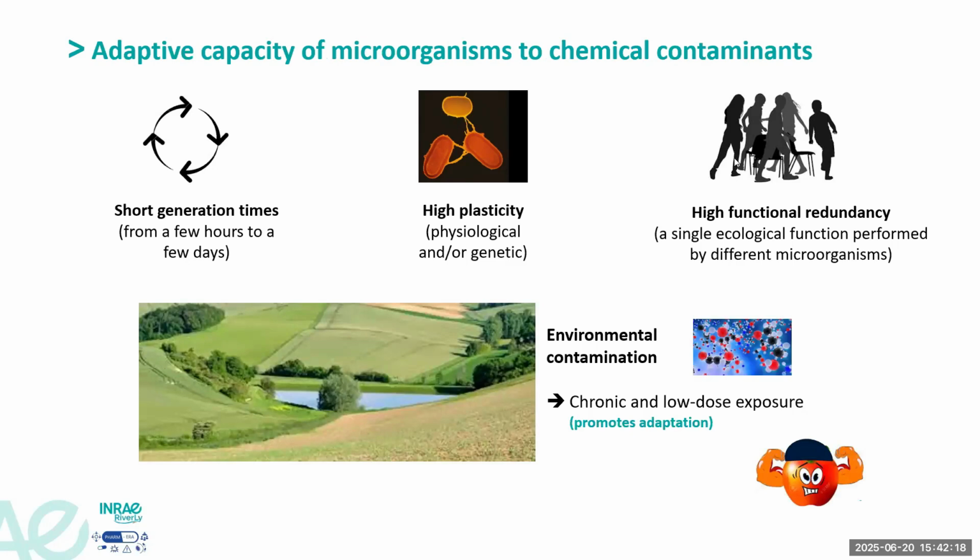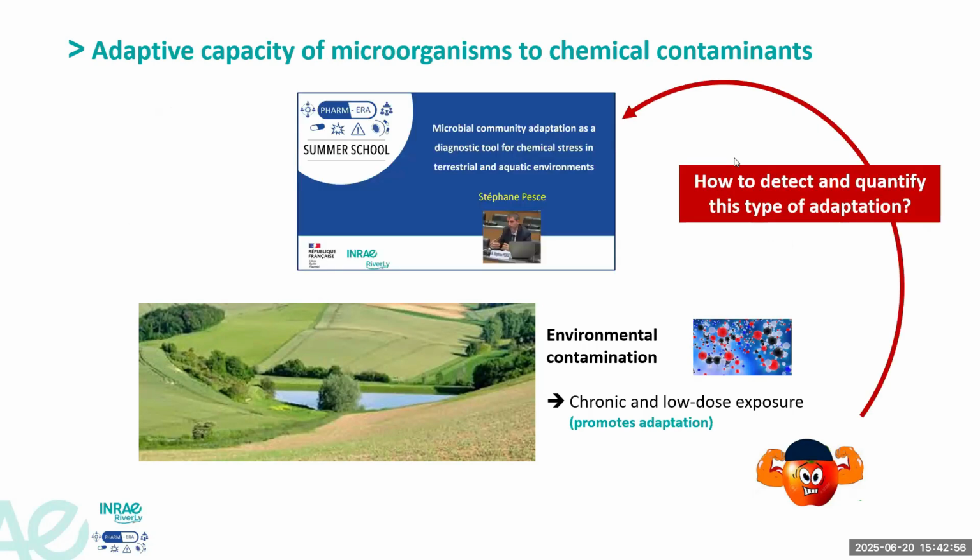And in our environment, generally, we can observe a chronic and low dose exposure to different kinds of toxicants, and this kind of exposure can promote adaptation for microbial communities. Because if you have acute exposure, of course, you can strongly impact the community, and it's not adaptation; it's a strong impact and you can lose a lot of species and a lot of functions. But with chronic and low dose exposure, you can observe gradual adaptation within the community.